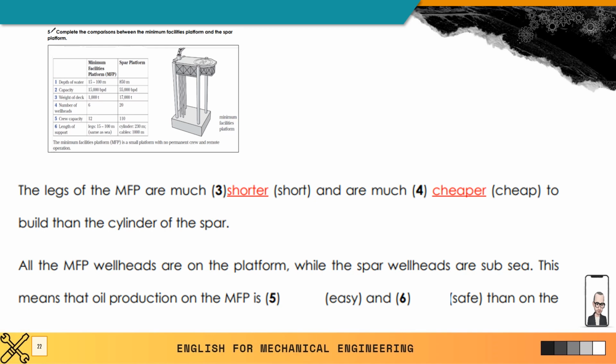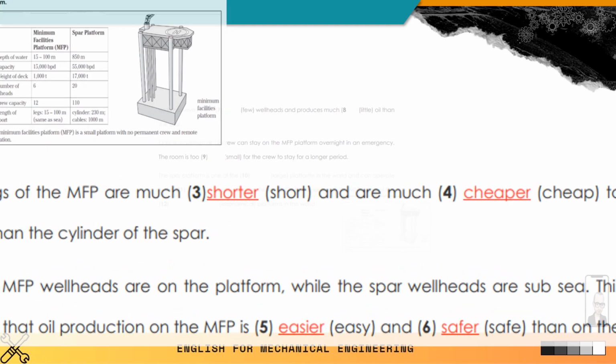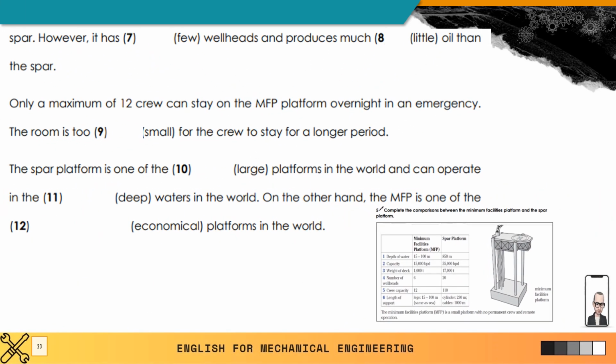All the MFP wellheads are on the platform, while the spar wellheads are subsea. This means that oil production on the MFP is easier and safer than on the spar. However, it has fewer wellheads and produces much less oil than the spar. Okay, so then again, we will use fewer and less.